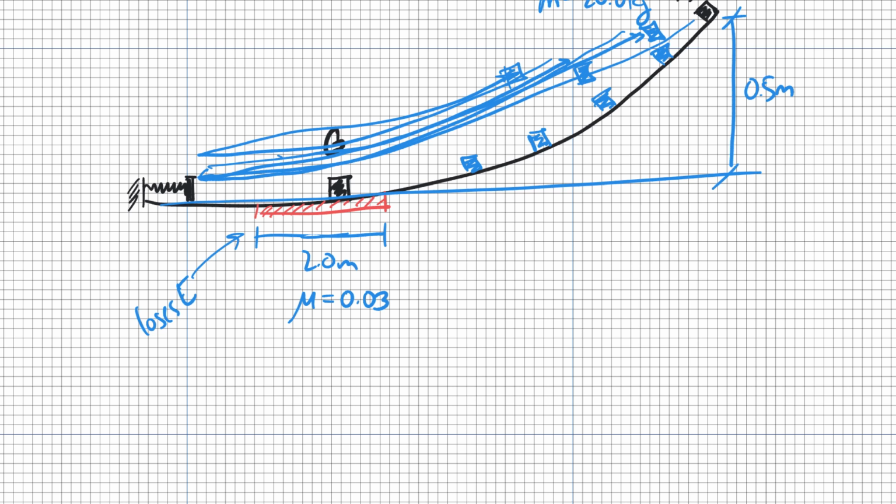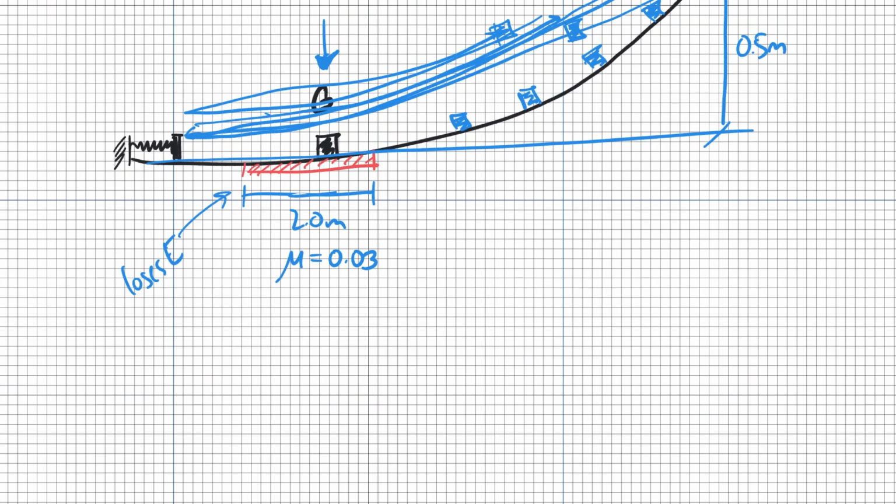All right, so anyway, what do we got here? We're trying to figure out where it's ultimately going to stop. Basically we just need to figure out how much energy it needs to lose in order for it to come to a stop. So I'm going to go from A to G. Okay, A to G.